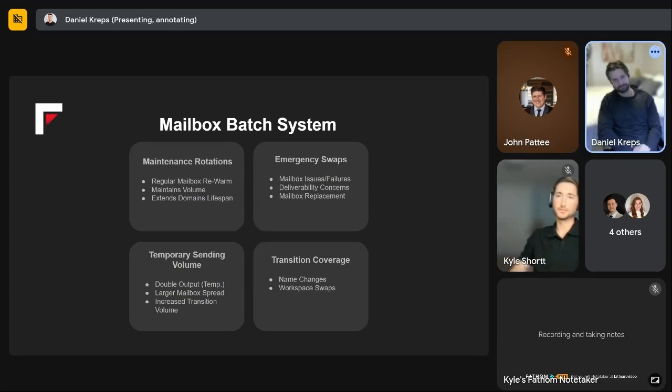Make sense so far? Cool. Emergency swaps obviously is a big one. So probably one of the primary features or reasons that we brought this in is because in the past we had mailboxes or domains die. Like we literally had 3 weeks of no sending, or we would just send to everyone and we were just burning leads. Nothing was getting anywhere.